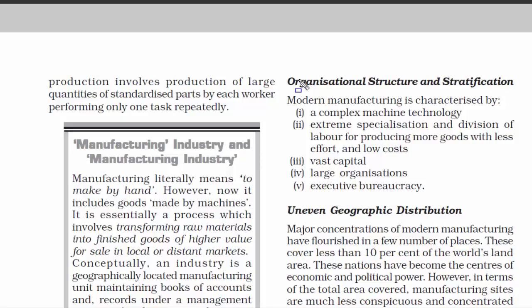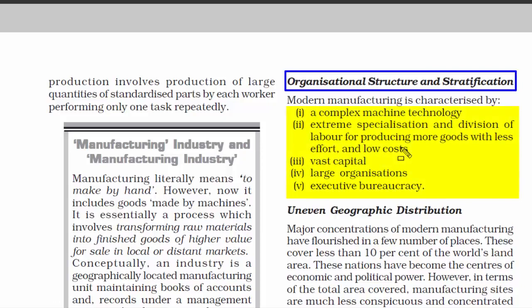And the next one is organizational structure and stratification. Now this one over here purely means the organizational management. Now if you look at all these points, they are pretty much the steps that are followed in a large modern manufacturing industry. You'll find complex machine technology, meaning robots and automated machines. Then you'll find the work is divided into different departments, so that individually if you finish the parts, that will together finish the entire work.